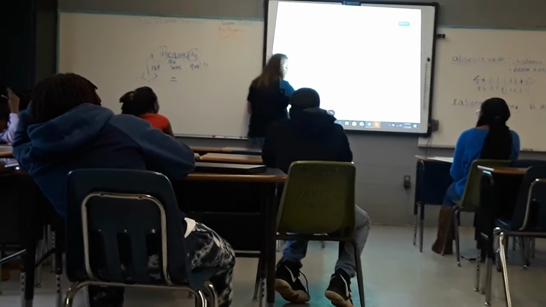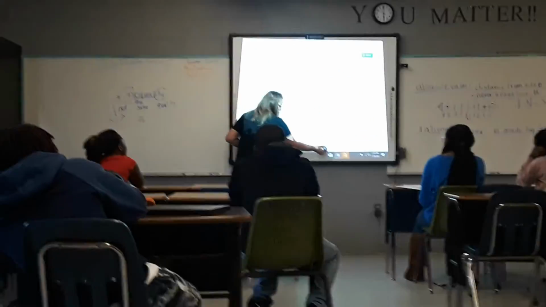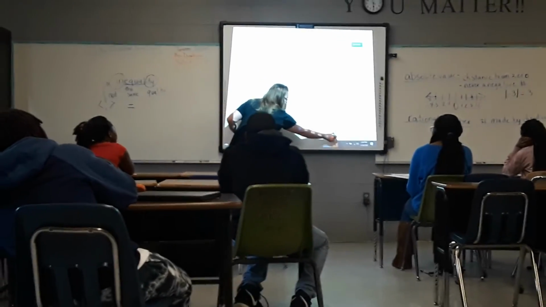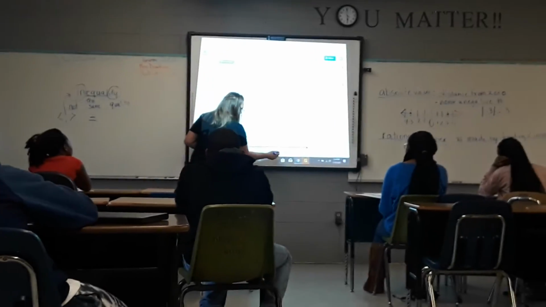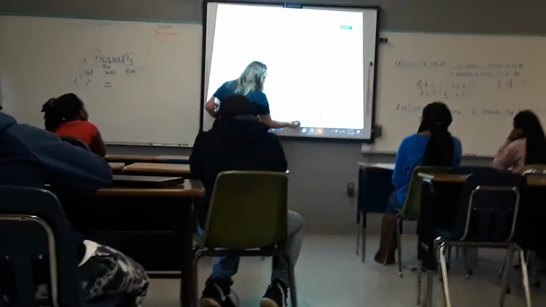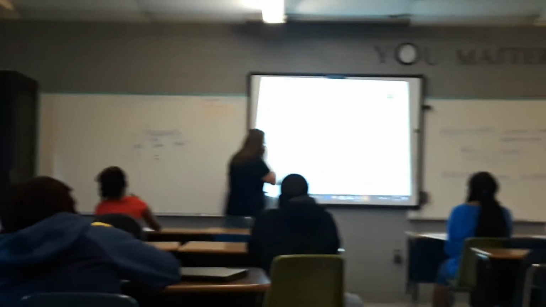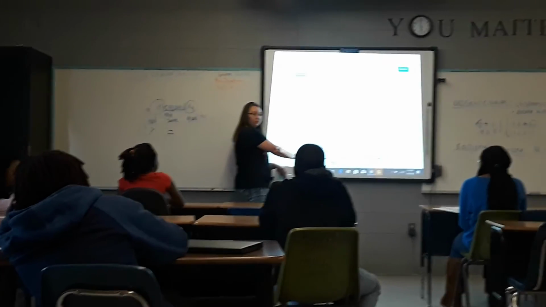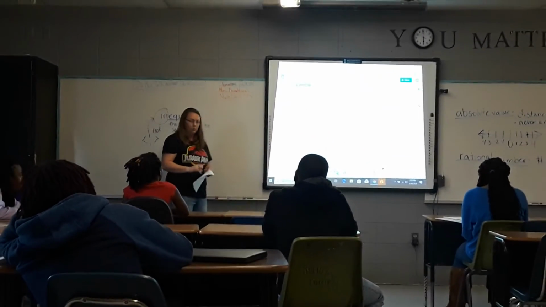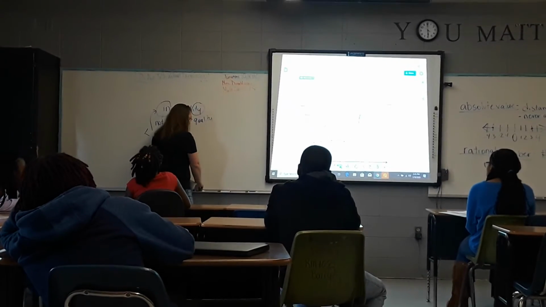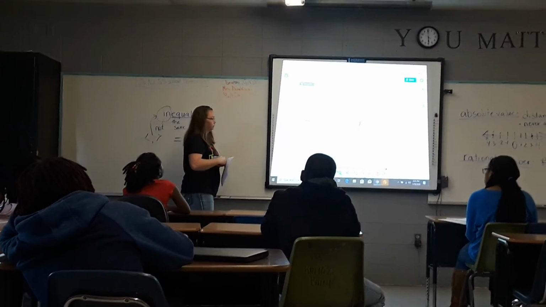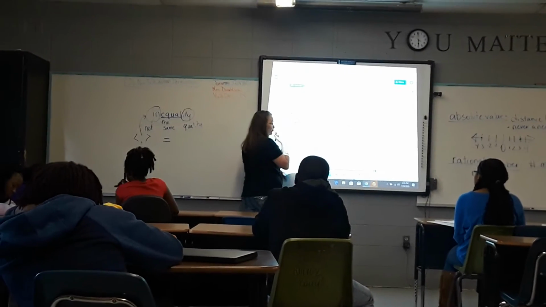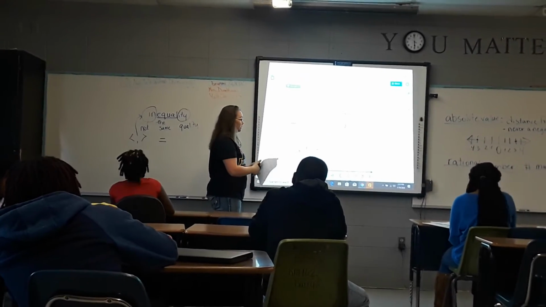Okay, it wants us to plot it, so I'm going to use this as my 0. 1, 2, 3, 4, 5. Negative 1. Are these whole numbers? Am I going to just be able to put them on one of the dots? No, because they are rational numbers. These are rational numbers because they can be made by dividing two integers.